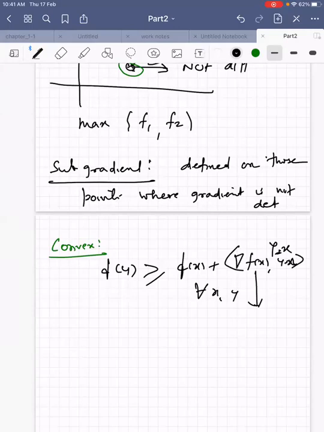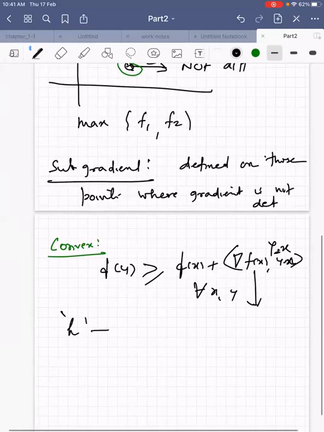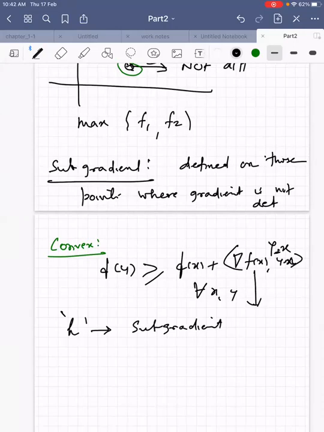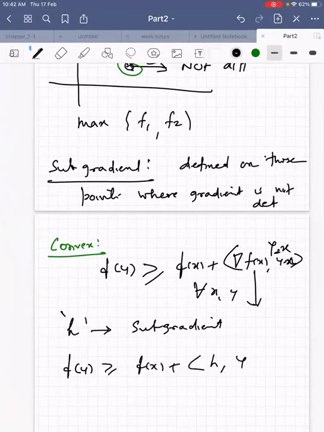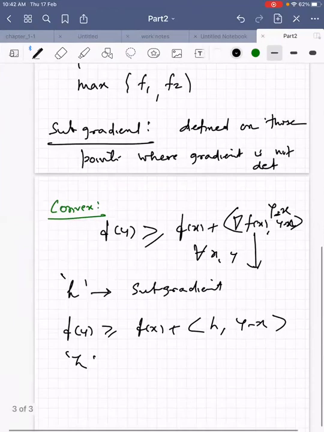A subgradient is exactly this. Let's call the subgradient h. A subgradient of a function is defined such that this property is still satisfied. If this property is satisfied, then h is called the subgradient. Which means I'll take all possible directions h for which this property is satisfied, and then that h is referred to as a subgradient. Is that clear?